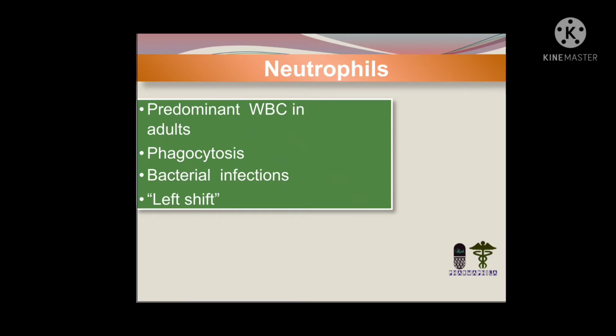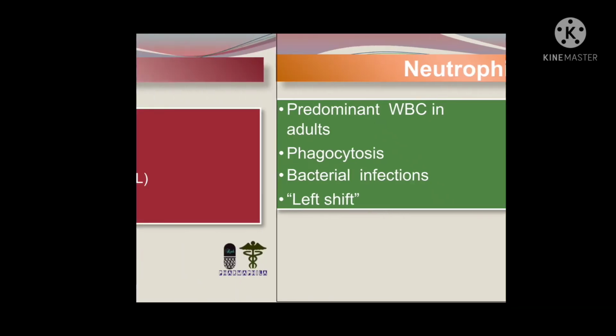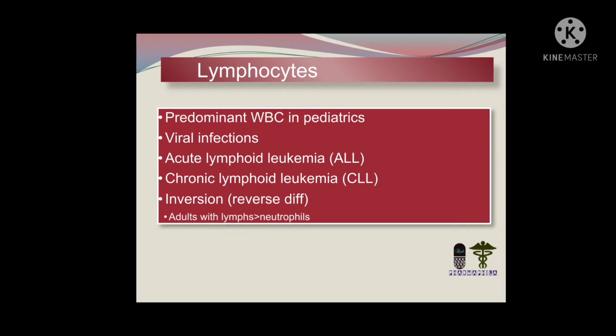Neutrophils are one of the subtypes of the leukocytes, and you can easily check the neutrophils in the WBC differential. It is the predominant WBC in adults. And what is the function of the neutrophils? It helps in phagocytosis, and when you are having a bacterial infection, your neutrophil counts are elevated. So its basic function is to protect our body from bacterial infections.